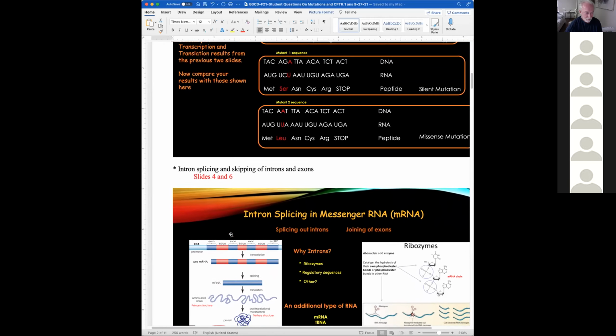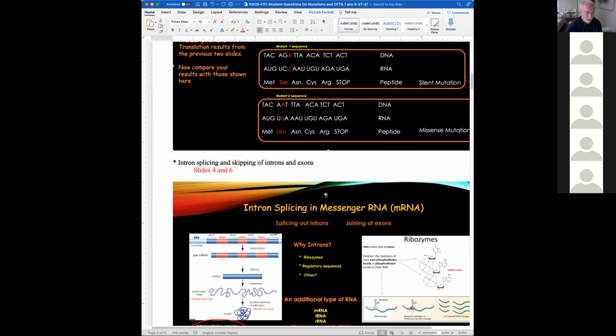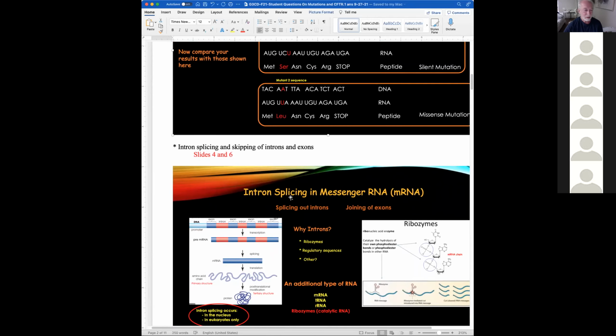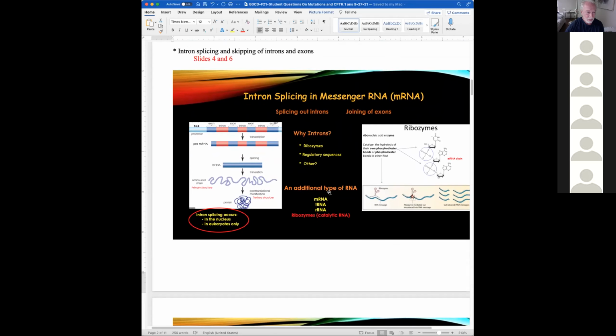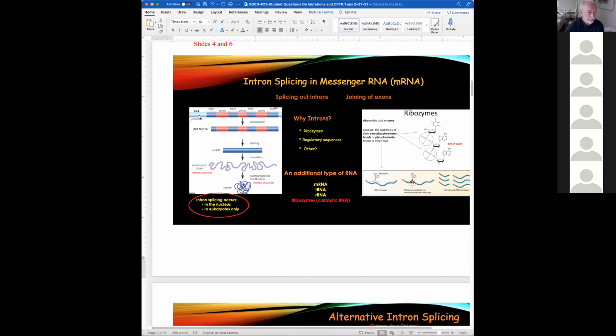Well, there were a couple of questions about intron splicing and the skipping of introns and exons. So let me just review again what we went over in class earlier. What you see here on the left is a DNA strand, and you can see that there are dark blue bands called exons, red bands called introns. So the introns always occupy the space between two exons.